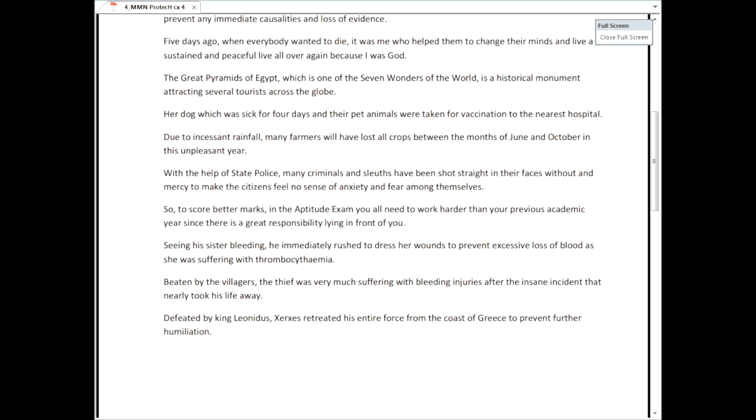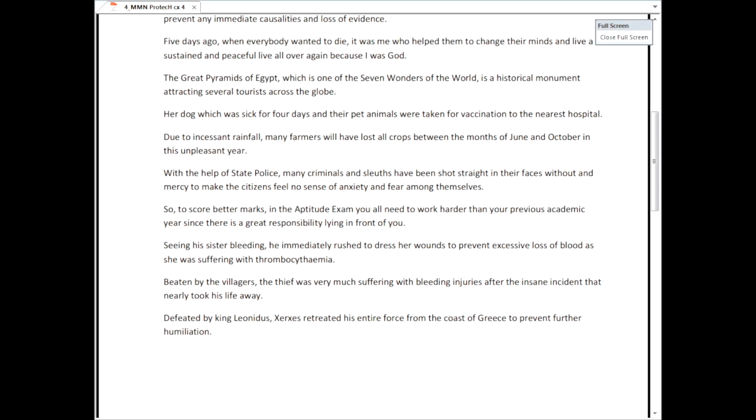Okay, I want to make a few corrections here. See, after "without any mercy" comes "to make the citizens". Okay, to make the citizens, it ends here. Then "feel no sense of anxiety and fear". There are two things. What am I asking him not to feel? Two things. Sense of anxiety is one noun, fear is another noun. Got it? Yes. Okay.